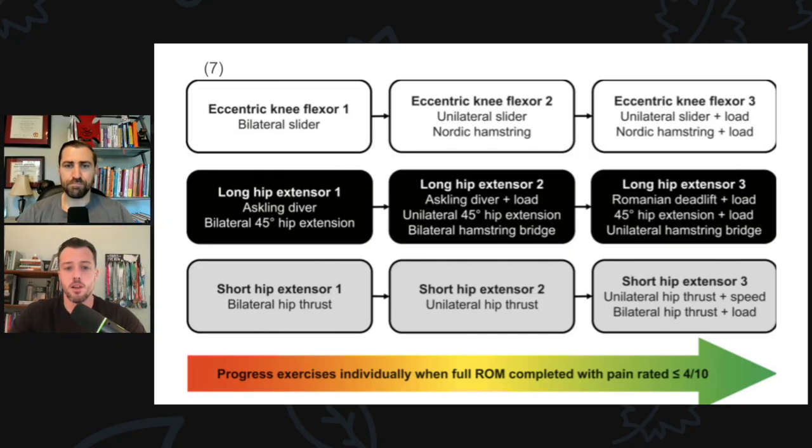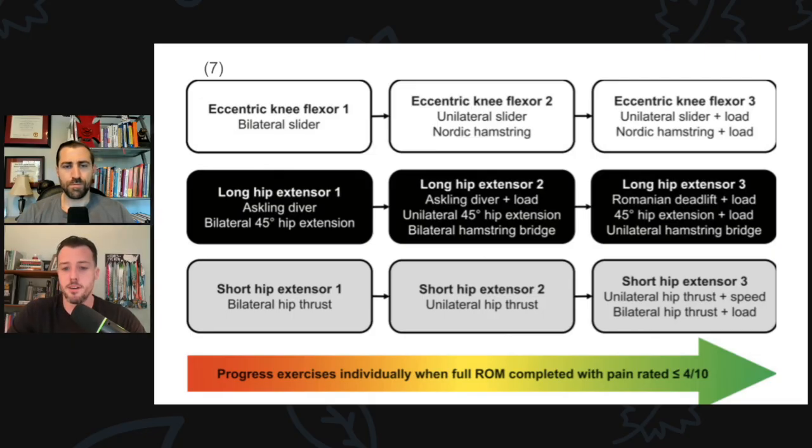And then the long hip extensor, they did that Askling diver exercise, which is kind of like an RDL, where you're really just lengthening on one leg. The hip extension machine you can utilize, and you're doing a bilateral hip extension machine to 45 degrees of hip flexion. So you could picture that's a long hip extension exercise on the hip extension machine. That will progress to the Askling diver with load.